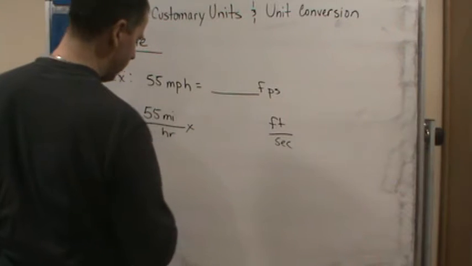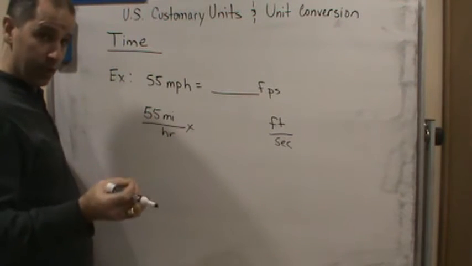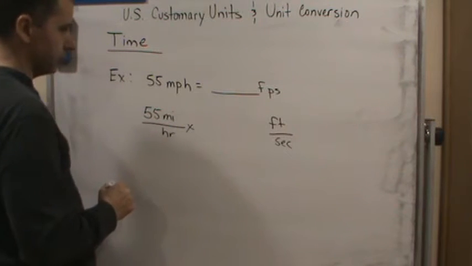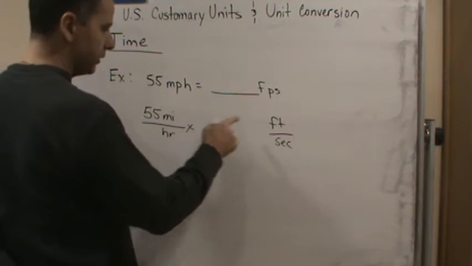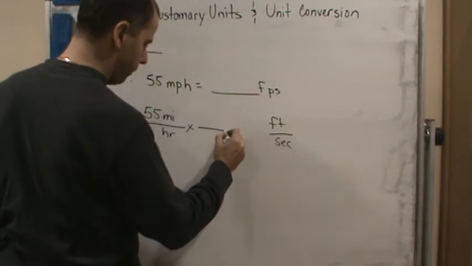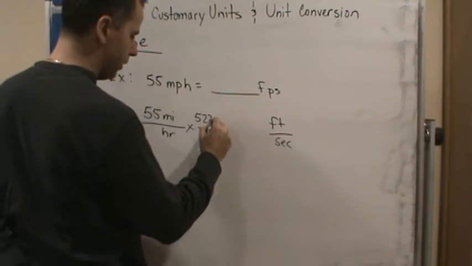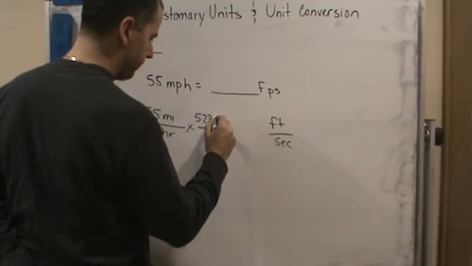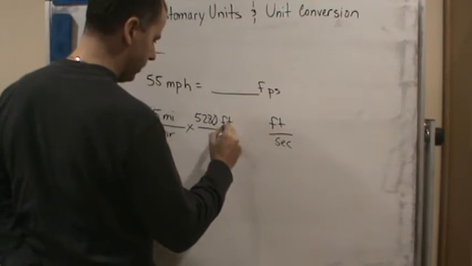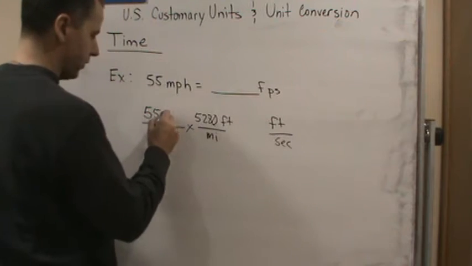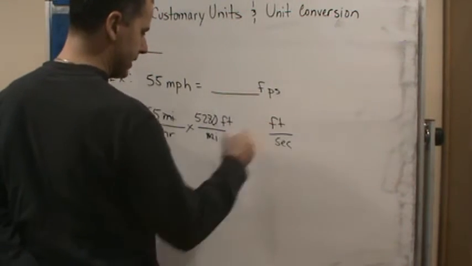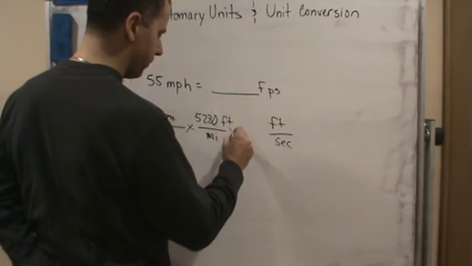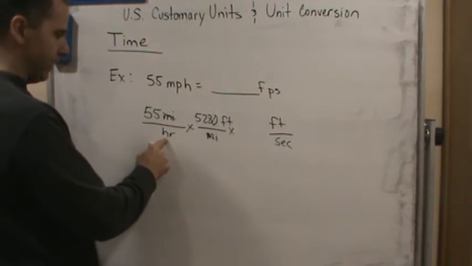First, let's pick a unit to convert. Let's start with miles. We want to go from miles to feet. Well, that's easy. 5,280 feet. Oops, not 528. 5,280 feet for each mile. So that takes care of the miles. Now I've got feet on top. Now let's take care of hours. We want to be in seconds, so I need to go from hours to seconds.